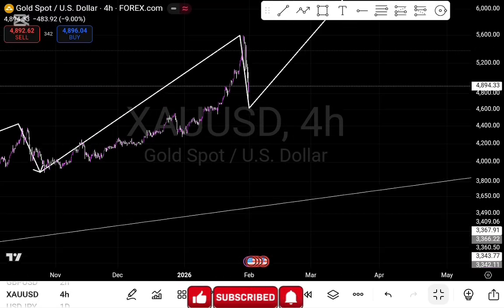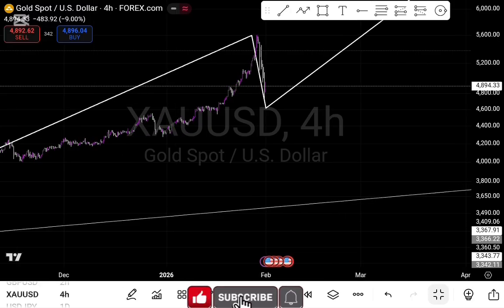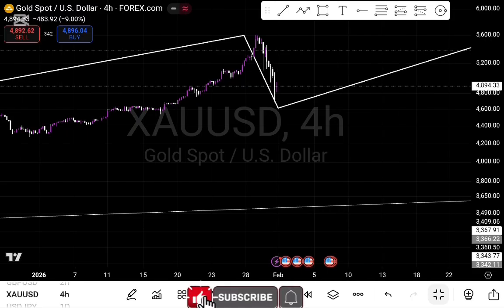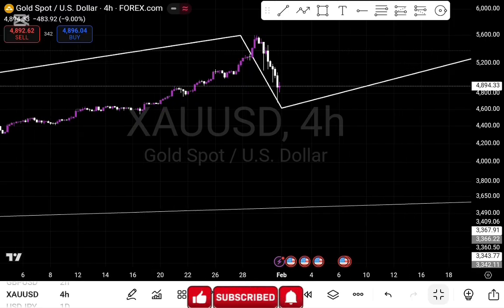Yeah, as you can see, guys, it helps confirm the structure. Our daily time frame tells us we are in an uptrend. Our 4-hour time frame is also telling us that we are in an uptrend. So what do we need to do? We need to keep looking for buy opportunities until our higher time frame says otherwise.